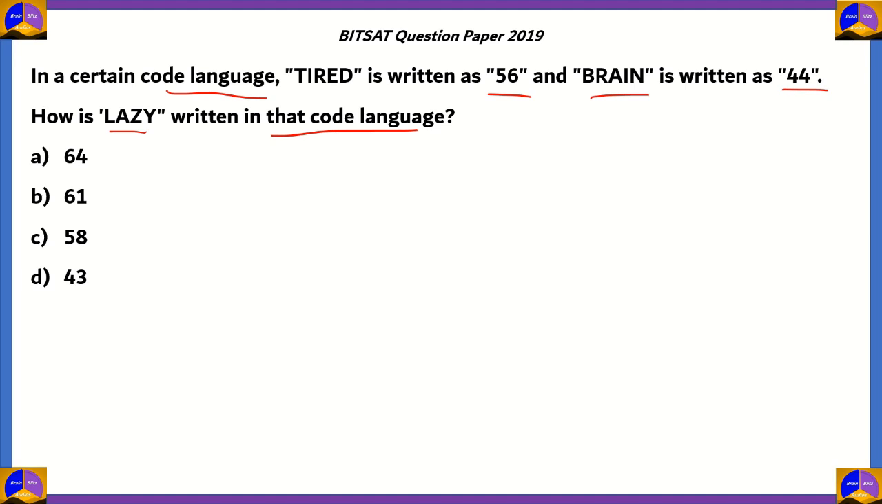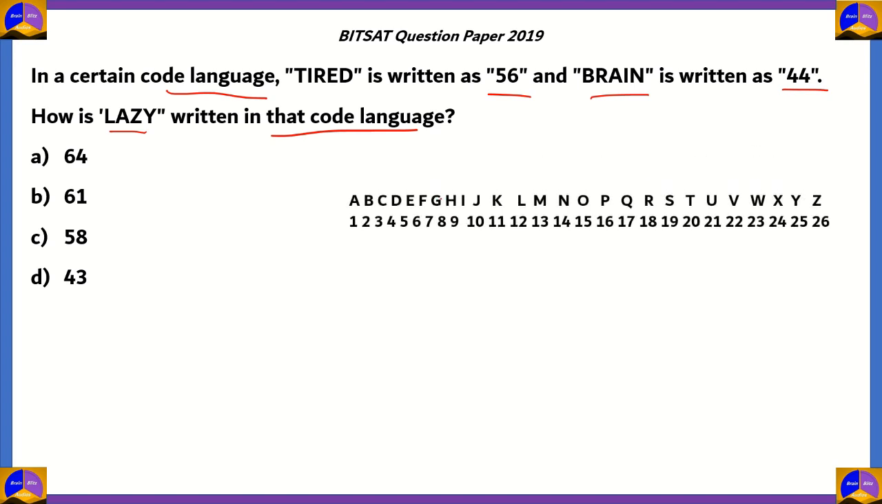So therefore, there is some summation that takes place here. And to find that out, let's take the position of each of the 26 alphabets. So A is 1, P is 16, and so on and so forth. Let's take tired. So T is the 20th letter. I is the A, B, C, D, E, F, G, H.